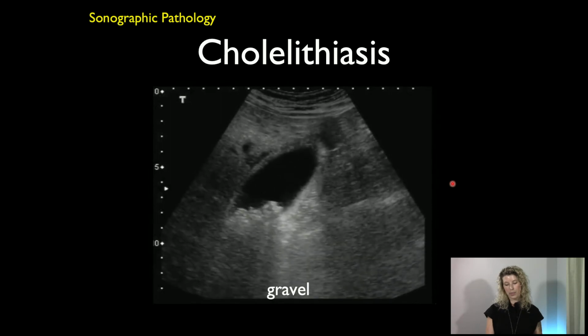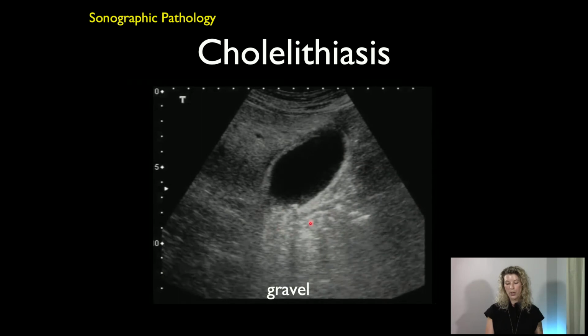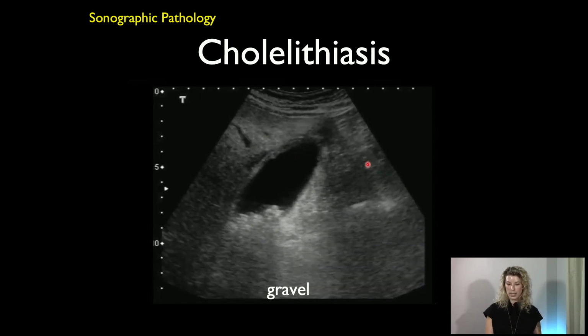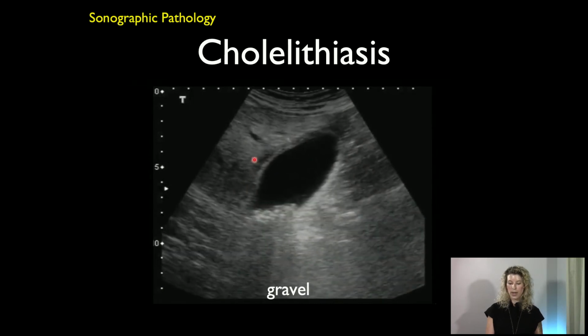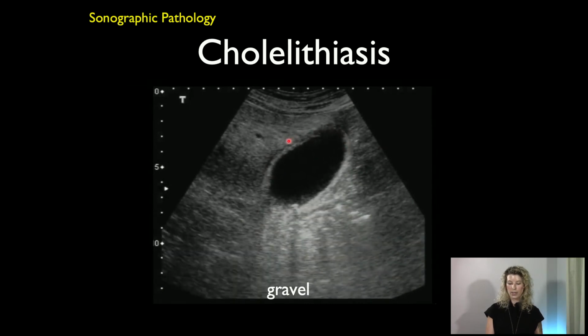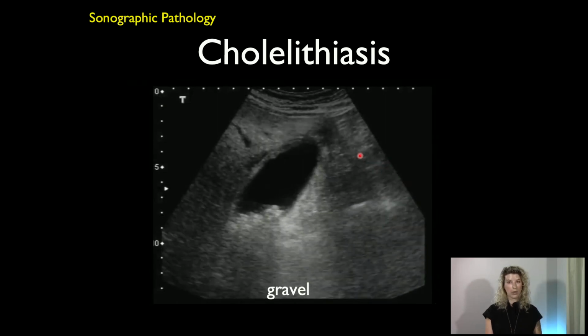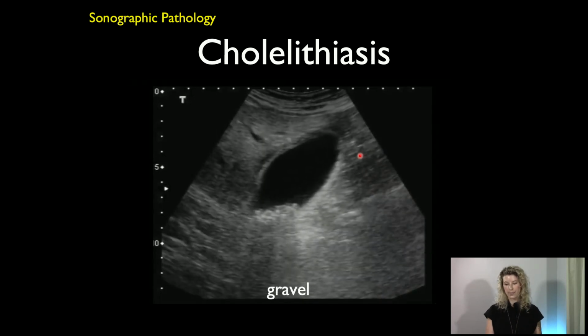Another clip of a gallbladder with some gravel in it. And we're going to be talking about cholecystitis in a little bit. If you notice, there's some darkness around the gallbladder here. So for this particular gallbladder, it's not simple cholelithiasis, but we see some trappings of cholecystitis.